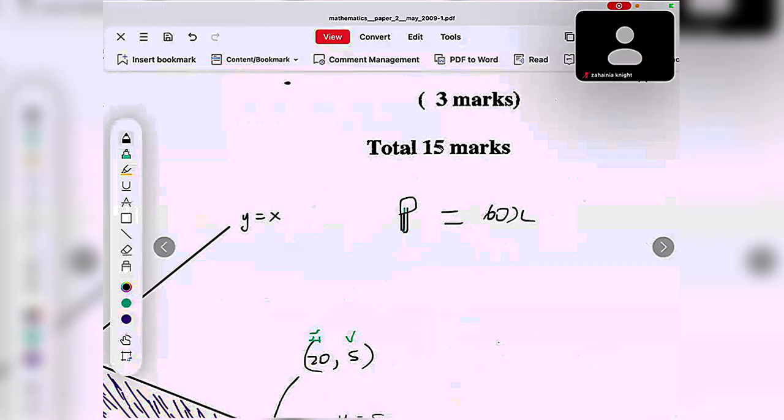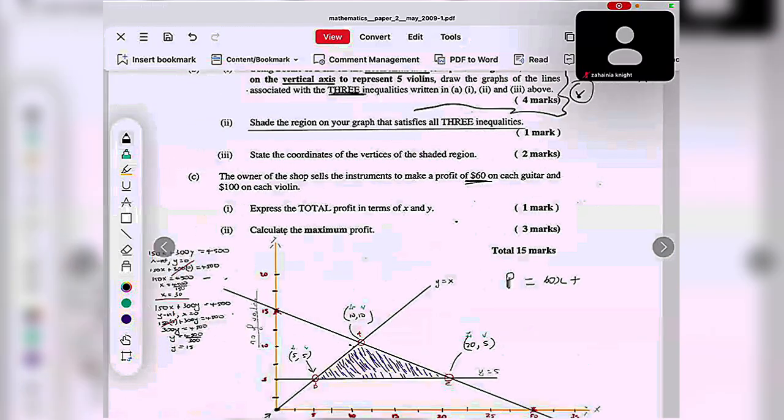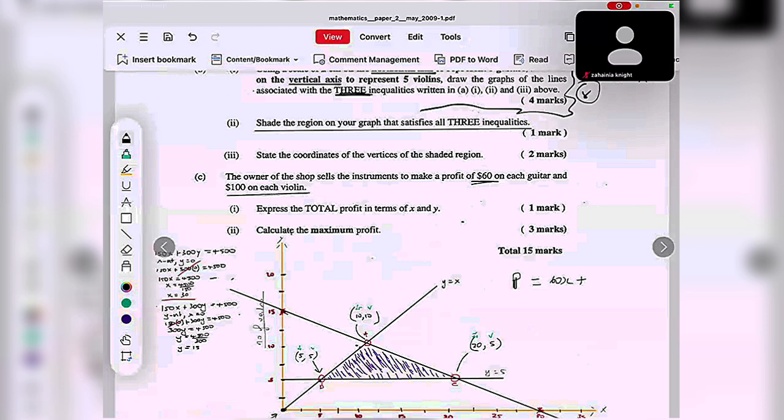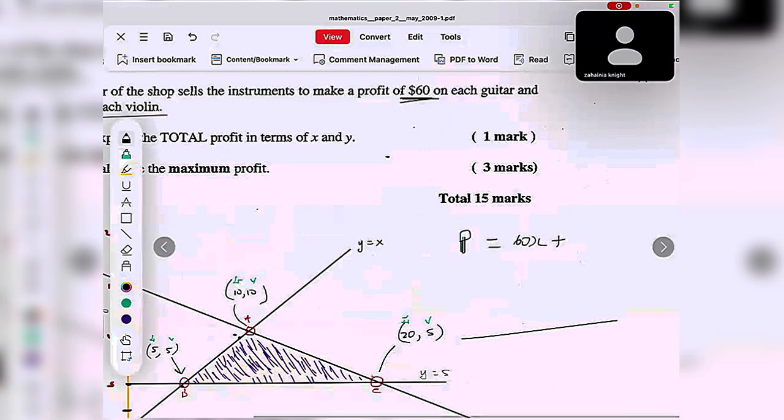All right, so 60x. And how much money is being made from a violin based on the information? $100. So it's 100. And what letter represents it?